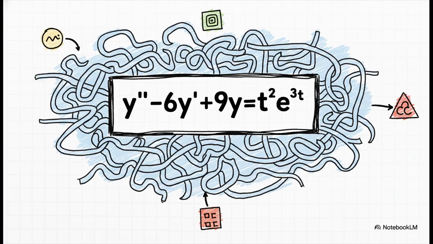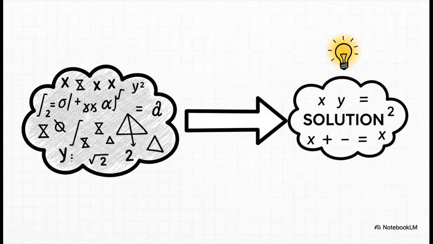So take a look at this thing. It's a second-order initial value problem. Now, if you've ever wrestled with one of these using the old-school methods, you know it can be a real headache. You'd have to find the homogeneous solution, then track down a particular solution. It's just a marathon of steps. I mean, come on, there has to be a better way, right? A shortcut to avoid all that heavy lifting.